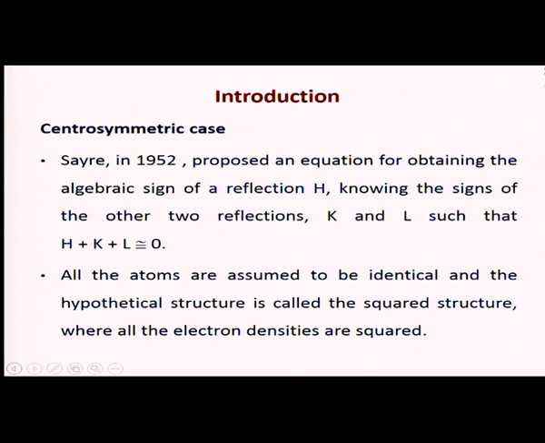Now, the important thing we are going to consider is the centrosymmetric case. We have already defined a centrosymmetric case. For every atom j at position x j, y j, z j, you can find an identical atom. Suppose you have a carbon atom at position x 1, y 1, z 1, there should be another carbon atom at minus x 1, minus y 1, minus z 1. If there is a nitrogen atom at position x 4, y 4, z 4, there should be another nitrogen atom at minus x 4, minus y 4, minus z 4. For every atom at a particular position, the same atom should appear at the inverted position. That is known as the centrosymmetric case.